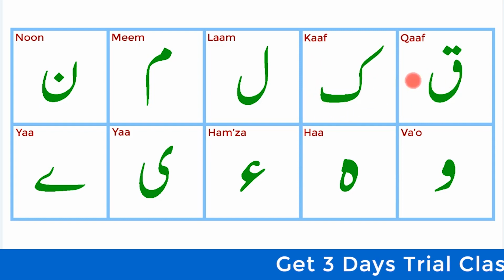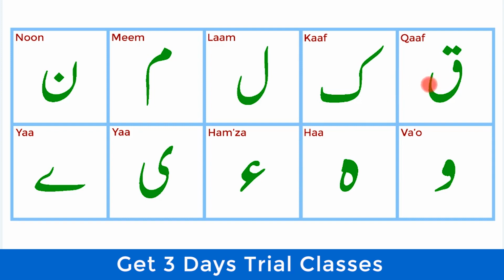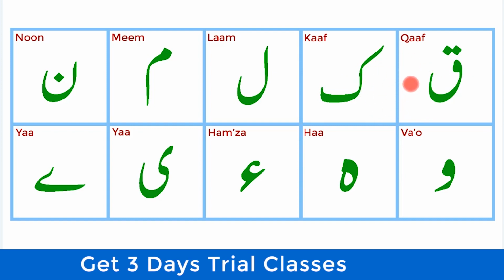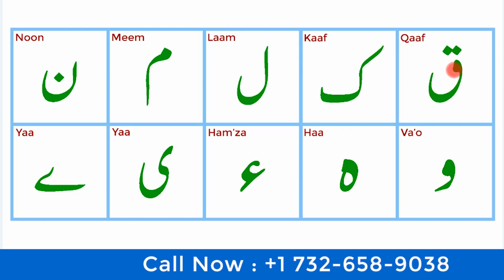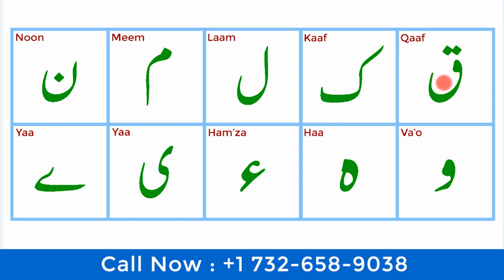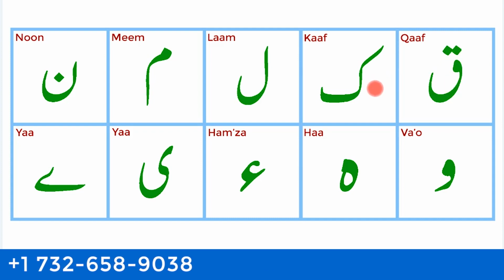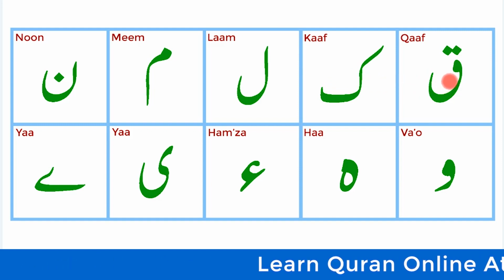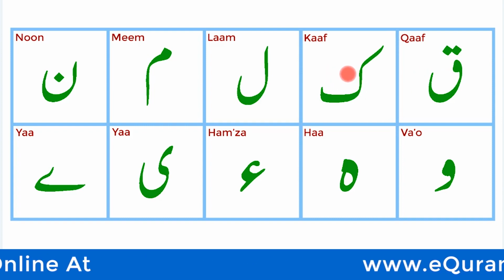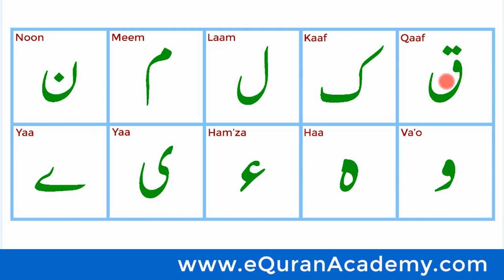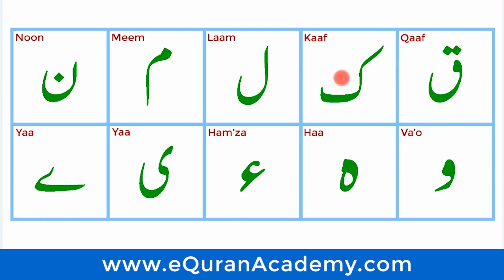Actually, these both letters have similar sound. Only you can make difference between these letters by pronunciation. This first one, قاف, has two dots on it. This letter read with heavy sound. And كاف without dot, this letter read with thin sound. قاف, heavy sound. كاف, thin sound.